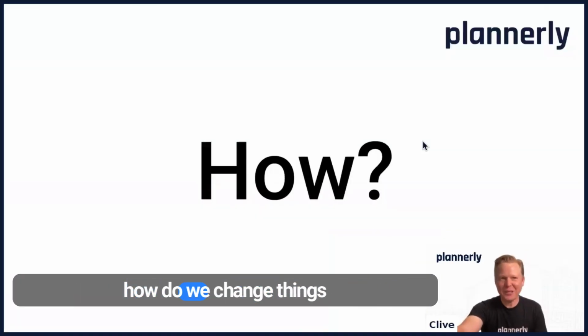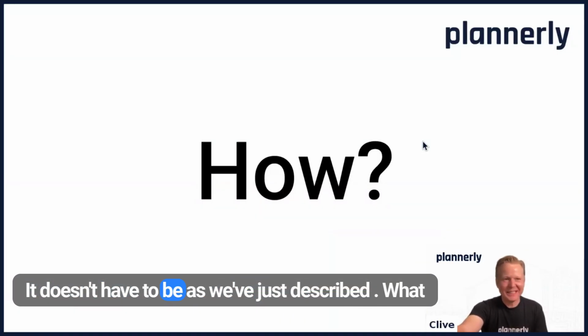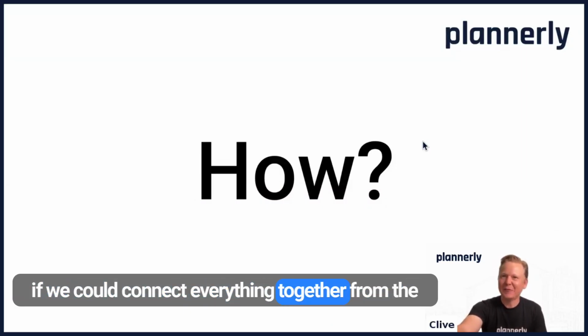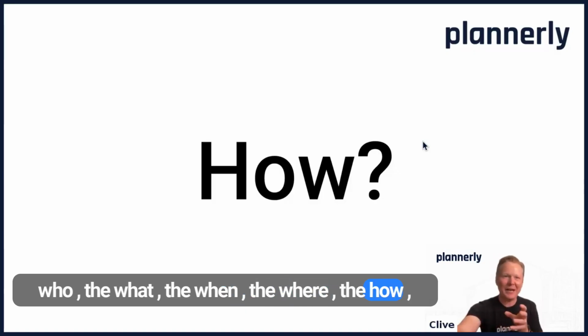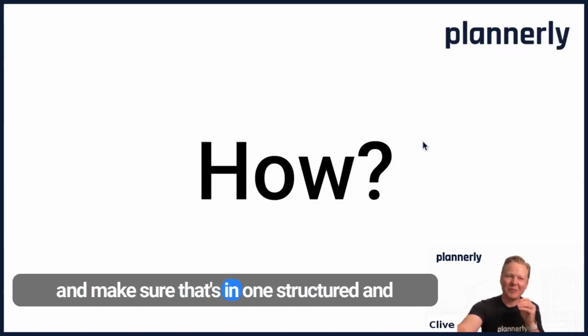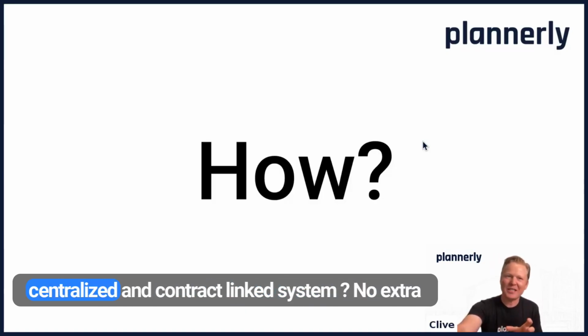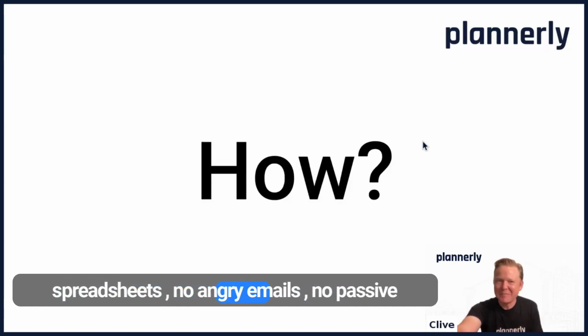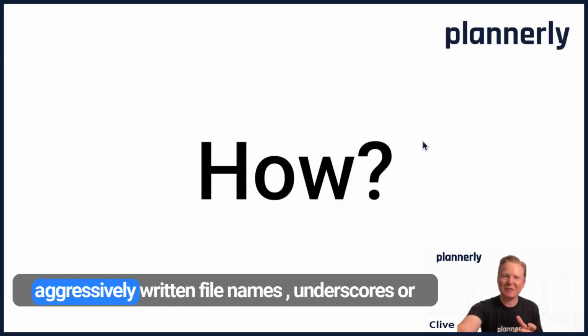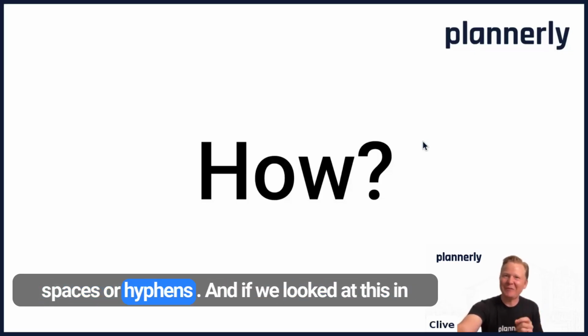So how do we change things? It doesn't have to be as we've just described. What if we could connect everything together, from the who, the what, the when, the where, the how, and make sure that it's in one structured and centralized and contract-linked system? No extra spreadsheets, no angry emails, no passive-aggressively written file names, underscores or spaces or hyphens.